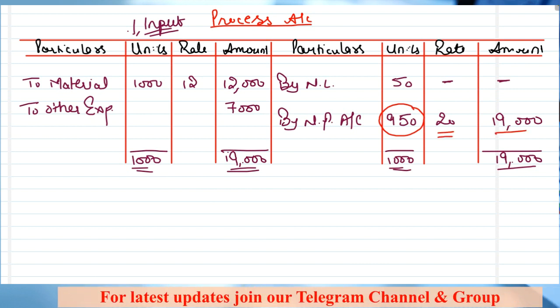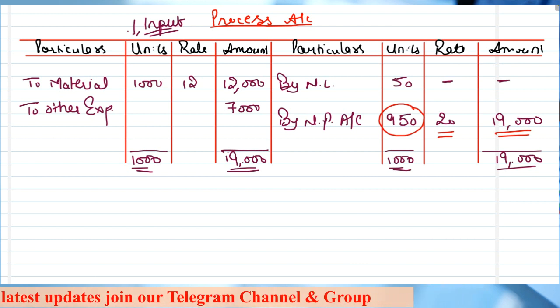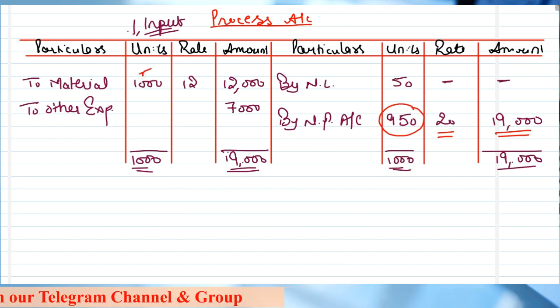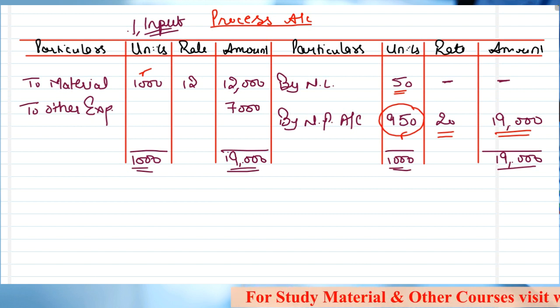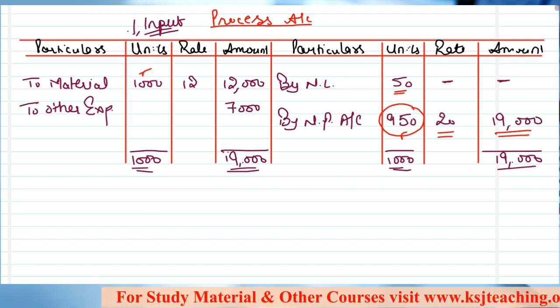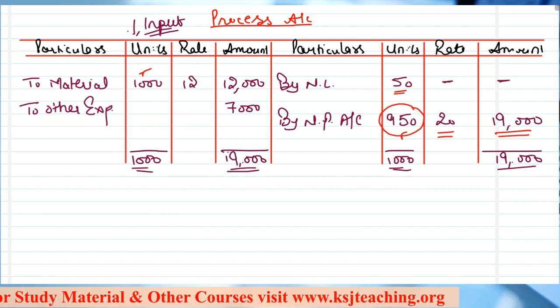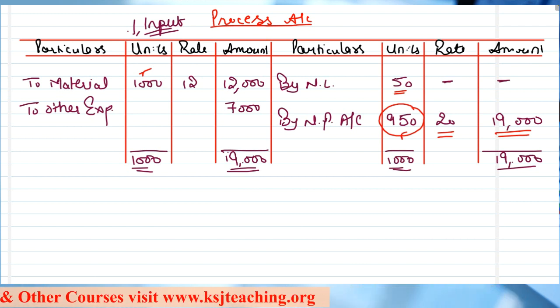The whole 19,000 cost, which was to be borne by these 1000 units, will now be borne by 950 units, because 50 units were a bad friend. Right? So the total cost will be borne by the good friends, that is 950 units.